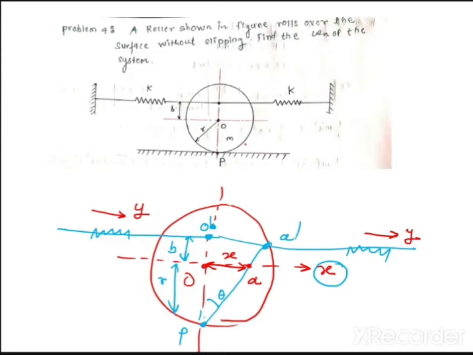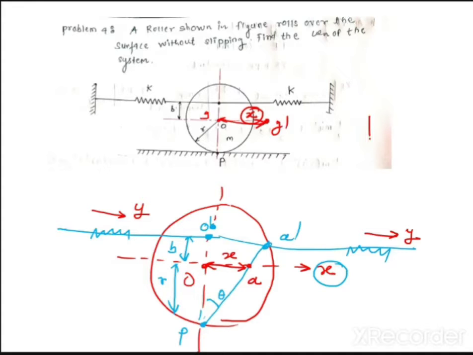Which means your CG is translating. Let us say this point O is CG, and you are getting here point G dash. So your center is not fixed, it is translating, right? So the distance between G and G dash is nothing but x, because we are giving x as the center displacement.